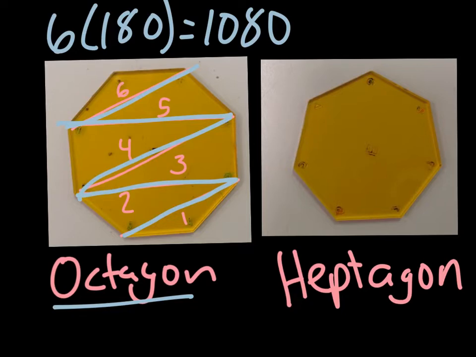What I wanted to try was, does it work with odd-sided shapes? So here we have a heptagon, 1, 2, 3, 4, 5, 6, 7. 7 sides gives us a heptagon.